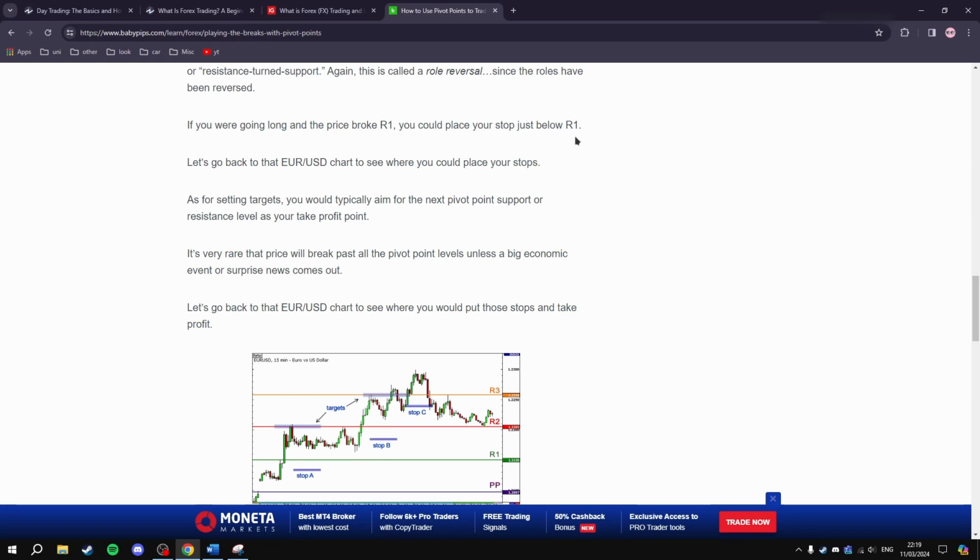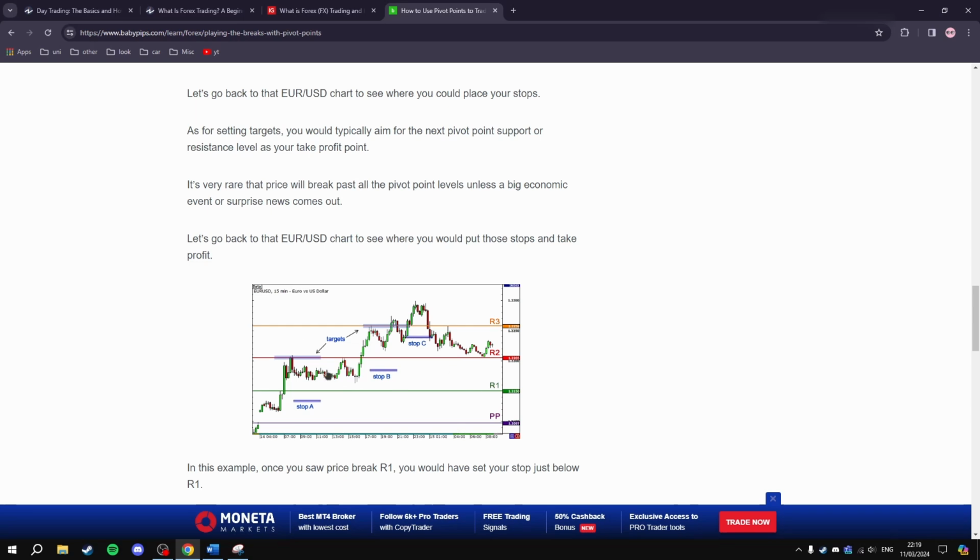Resistance 1 turned into support. Let's go back to the Euro USD chart to see where you could place your stops. As for setting targets, you would typically aim for the next pivot point, support or resistance level as your take profit point. It's very rare that price will break past all of the pivot point levels unless a big economic event or surprise news comes out. Let's go back to that Euro USD chart to see where you could put those stops and take profits.